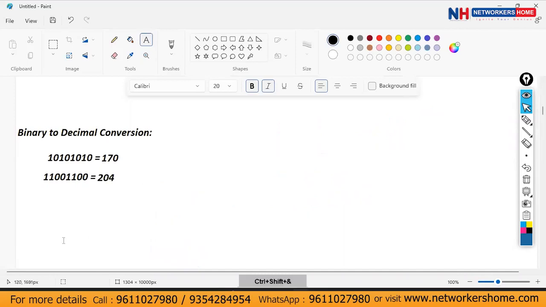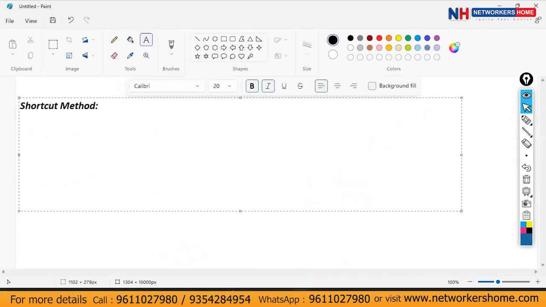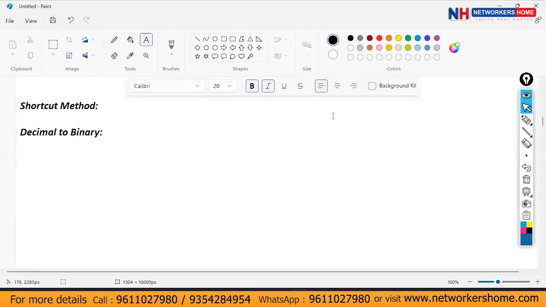Now we'll see a shortcut method for this. You can use any method of your choice. First of all, we'll see decimal to binary. In this shortcut method, all you need to remember is only one number, and that number is 1. How many bits are there in one octet of IPv4? 8 bits. So just keep doubling it.